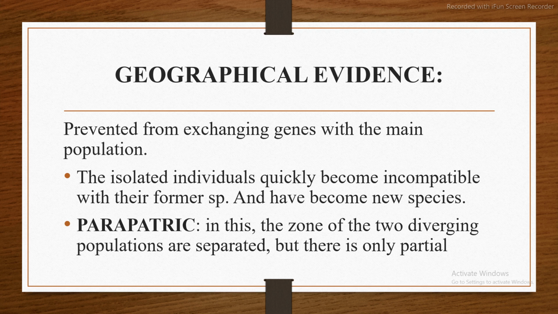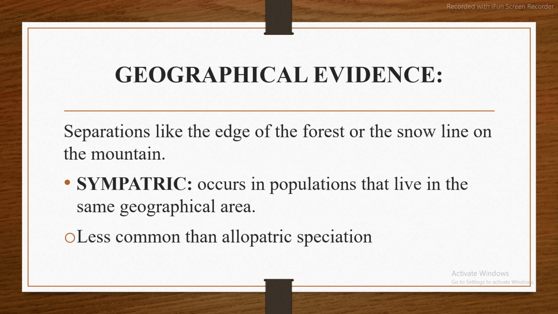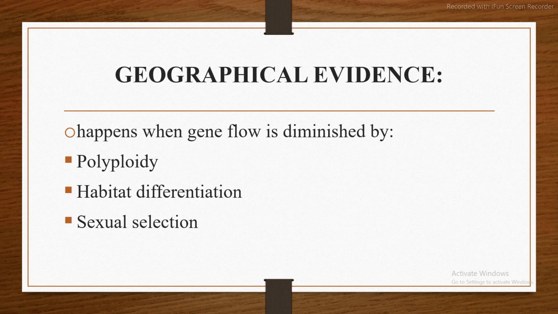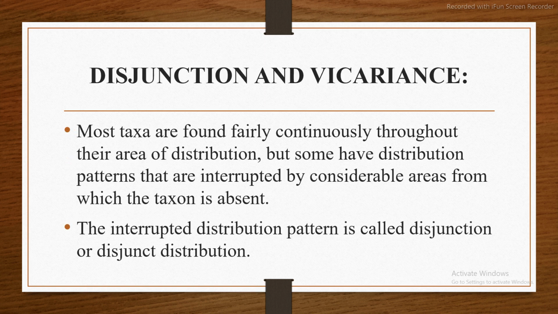Next is parapatric. In this, the zone of the two diverging populations are separated, but there is only partial separation, like the edge of the forest or the snow line on the mountain. Last is sympatric. Sympatric occurs in population that lives in the same geographical area, less common than allopatric speciation. Happens when gene flow is diminished by polyploidy, habitat differentiation and sexual selection.